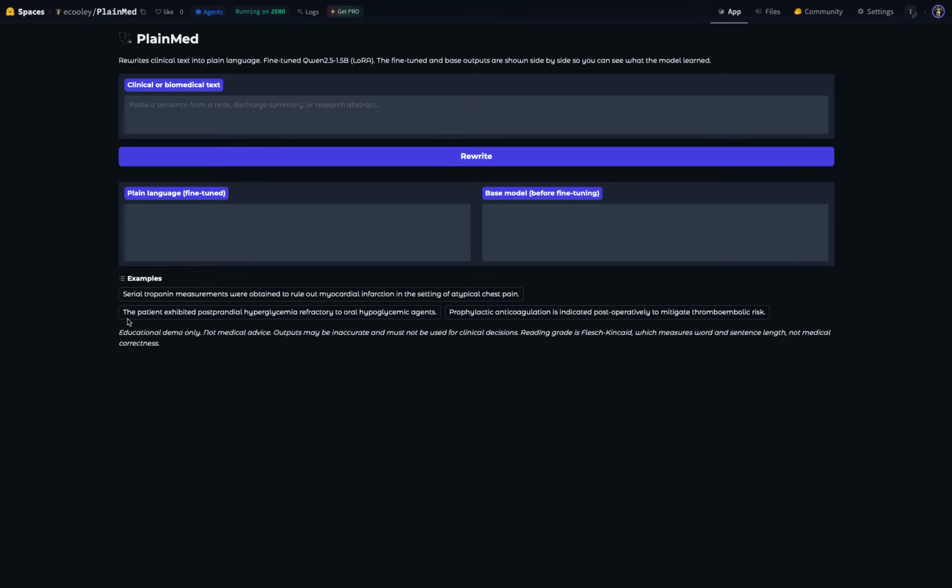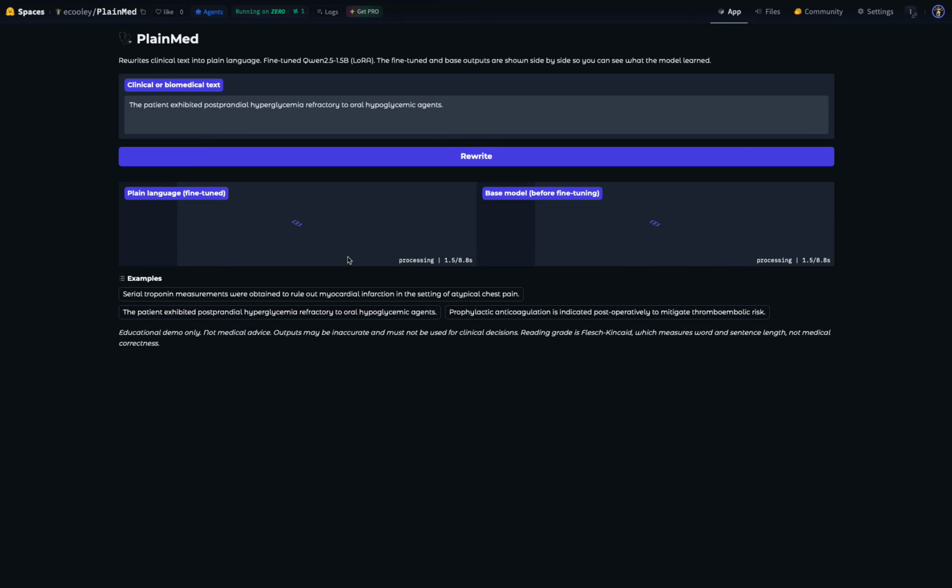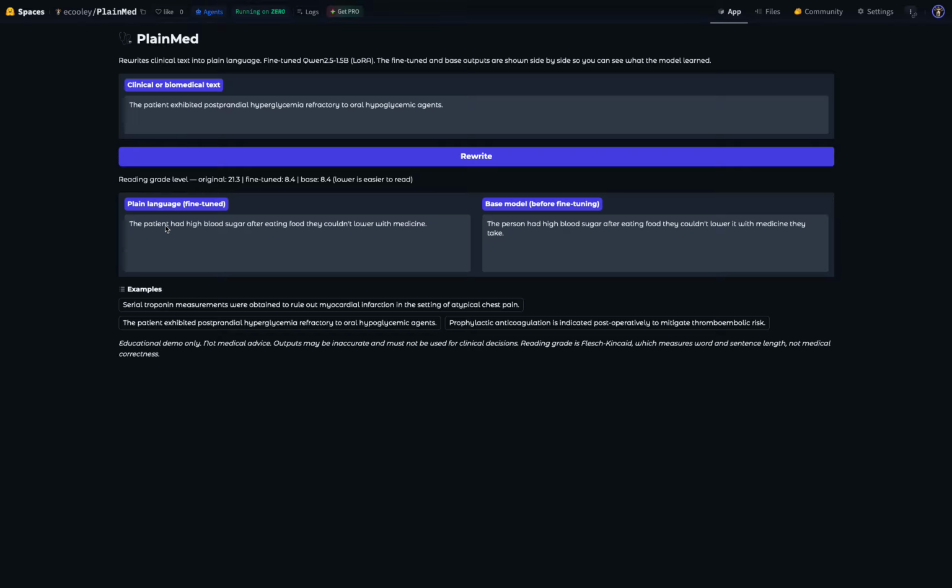If we take some of these examples here, such as "the patient exhibited postprandial hyperglycemia refractory to oral hypoglycemic agents," and we click that and then click rewrite, we will see it processing through both the base model and the fine-tuned model. It takes around 8 seconds, and then we can see it here. On the left, it says the patient had high blood sugar after eating food they couldn't lower with medicine. Before fine-tuning, it says the patient had high blood sugar after eating food they couldn't lower it with medicine they take.